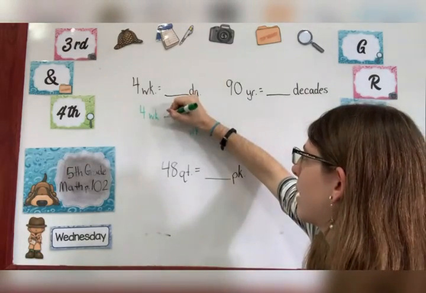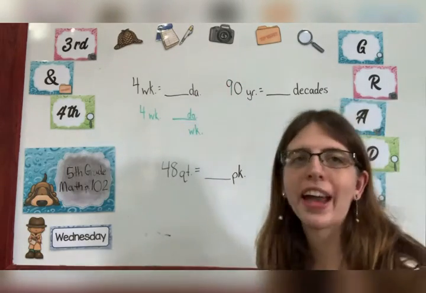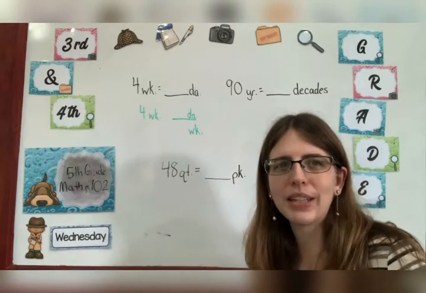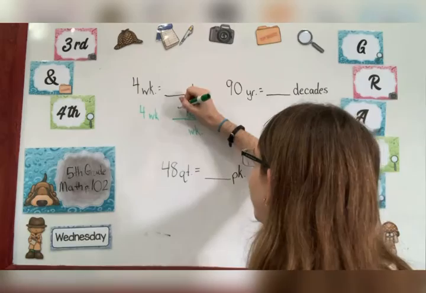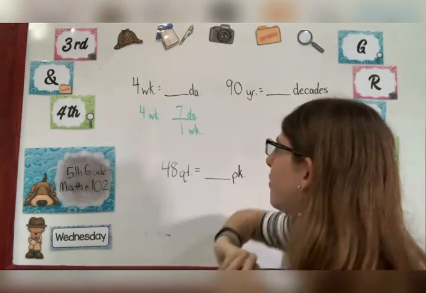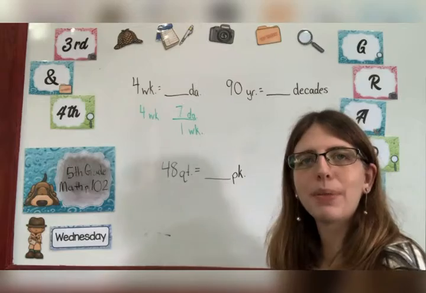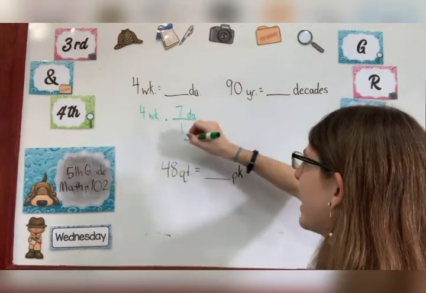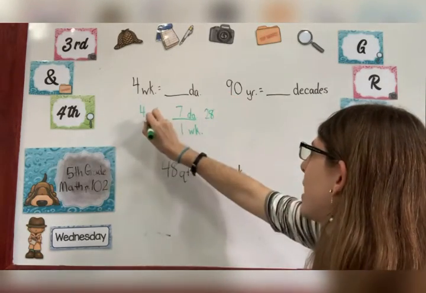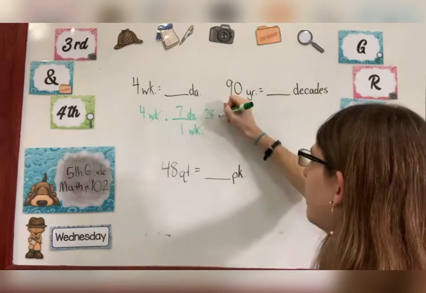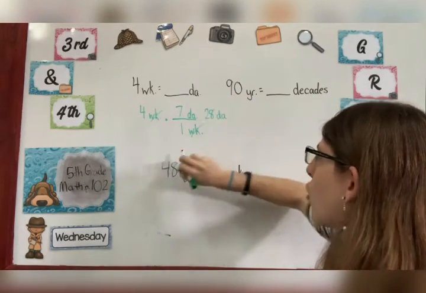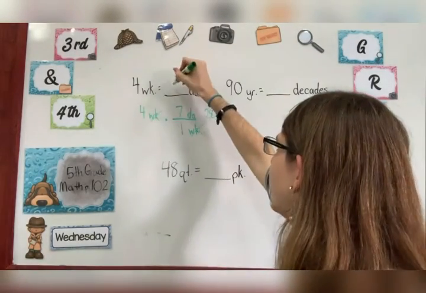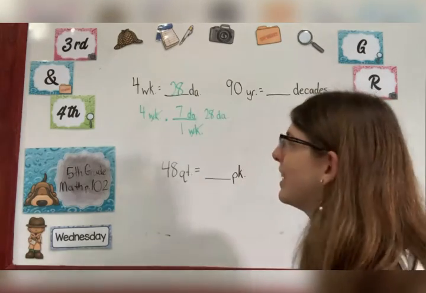Okay? Now I write my conversion factor. So I'm going to write how weeks and days are related. How are weeks and days related? Well, there are 7 days in 1 week. That's how they're related. Then I multiply it like a fraction. 4 times 7 is 28. My weeks cancel out, and I'm left with 28 days. Remember, anything divided by 1 is itself, so I don't have to worry about that 1 on the bottom. So 4 weeks is 28 days.